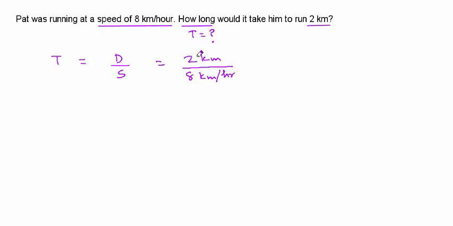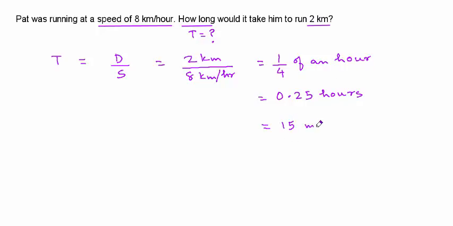You divide 2 with 8, that's 1/4, equivalent to 1/4 or 0.25. So we could say the time taken is 1/4 of an hour, which is equal to 0.25 hours expressed as a decimal, and 1/4 or a quarter of an hour is nothing but 15 minutes.